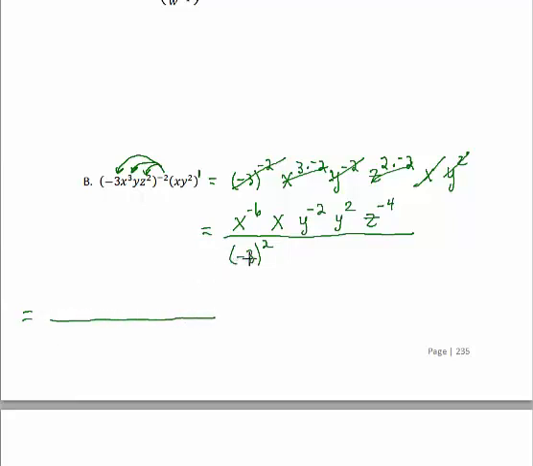Alright, on the bottom we have a negative 3 squared. Negative 3 times negative 3 is a 9. I have an x times an x on the top, and so that becomes a negative 6 plus a 1. This x has an exponent of 1. When you multiply two variables, you add their exponents. For the y, we have y negative 2 plus 2. And then the z, I could do a little work to the z just by simply moving it to the bottom, and that will make its exponent positive.